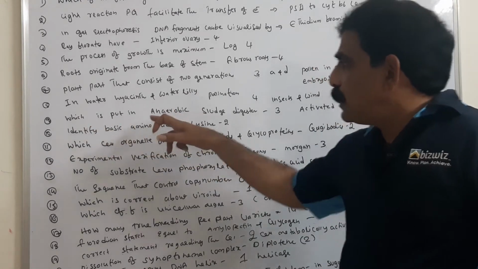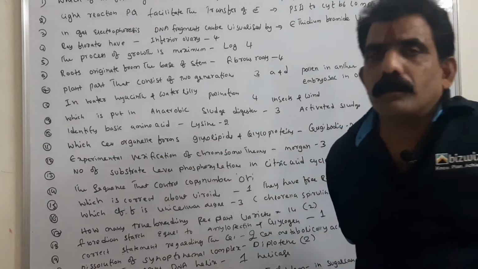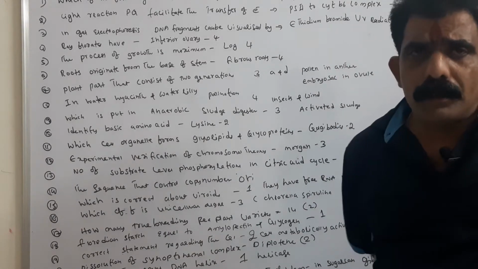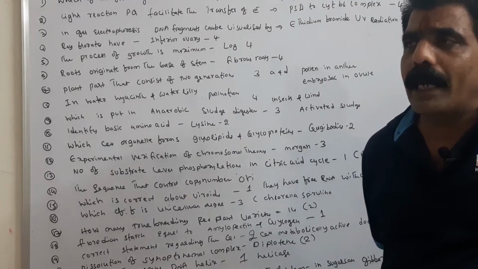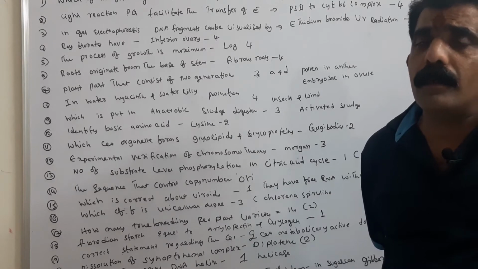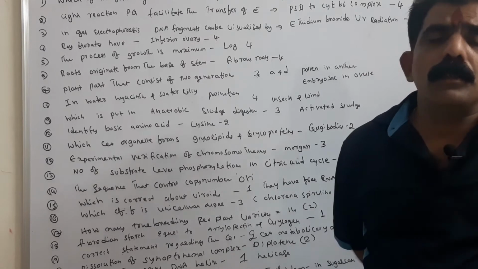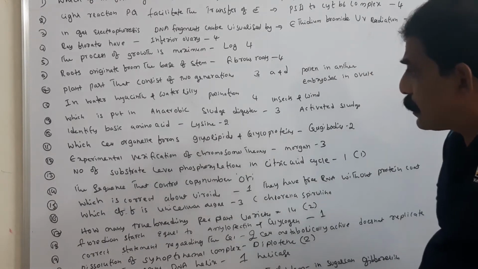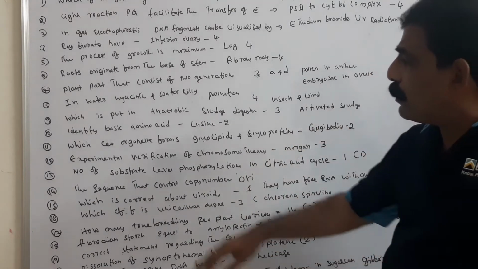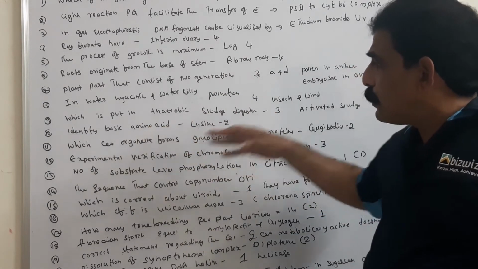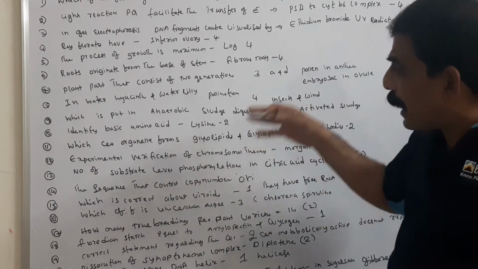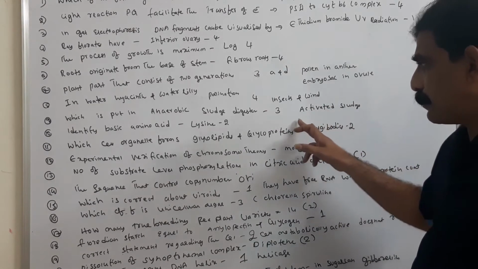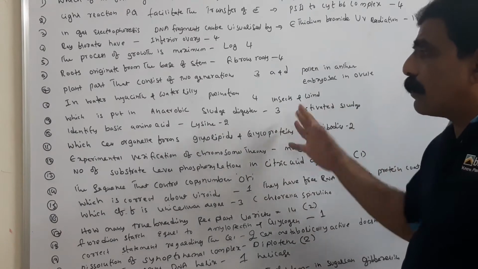Next, which is put in anaerobic sludge digester. Actually, in sewage treatment, the activated sludge is put into the anaerobic sludge digester, where it is degraded, resulting in the formation of biogas under the influence of anaerobic bacteria like Methanococcus or Methanobacterium. So what is put in the anaerobic sludge digester is activated sludge. The right option is the third option.